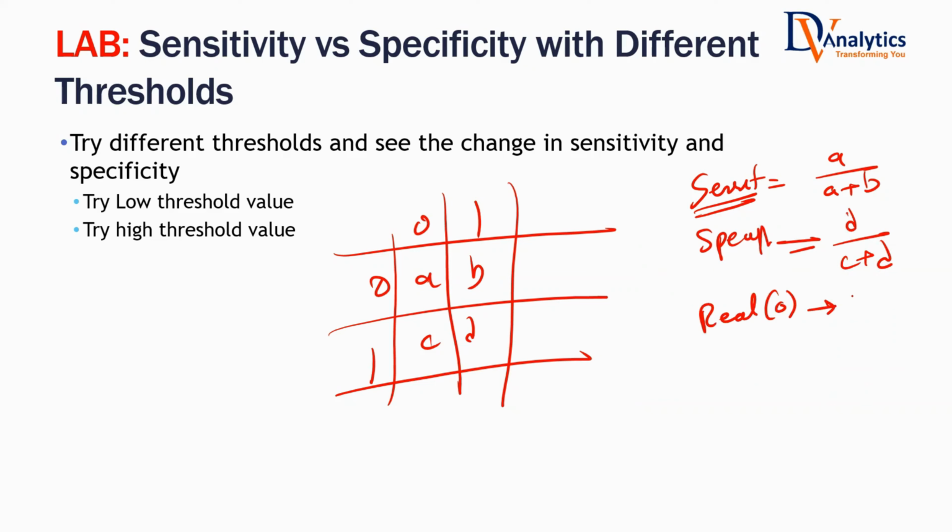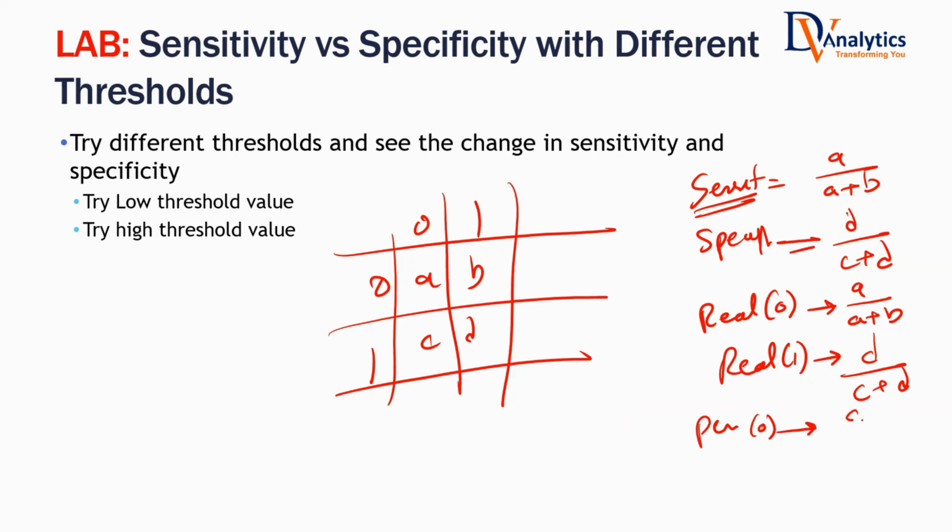Recall of class 0 is A divided by A plus B, which is equivalent to sensitivity. Recall of class 1 is D divided by C plus D, or B plus D. Yes, recall of class 1 is the same as specificity.